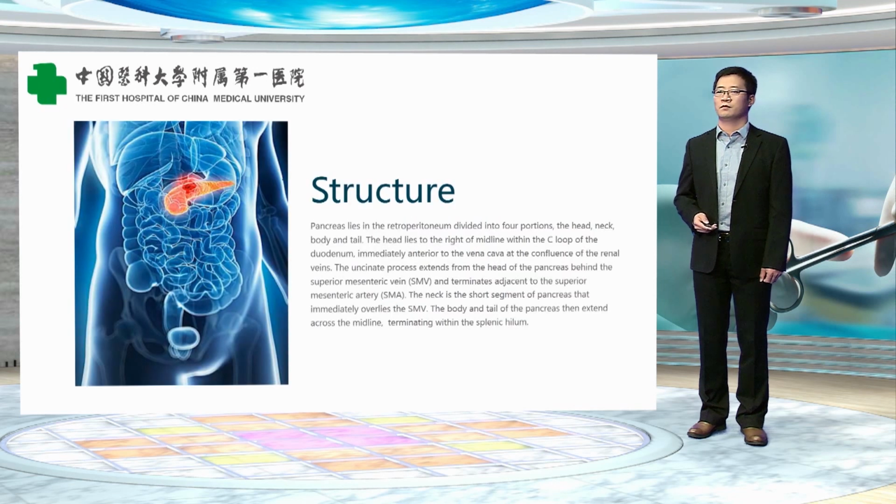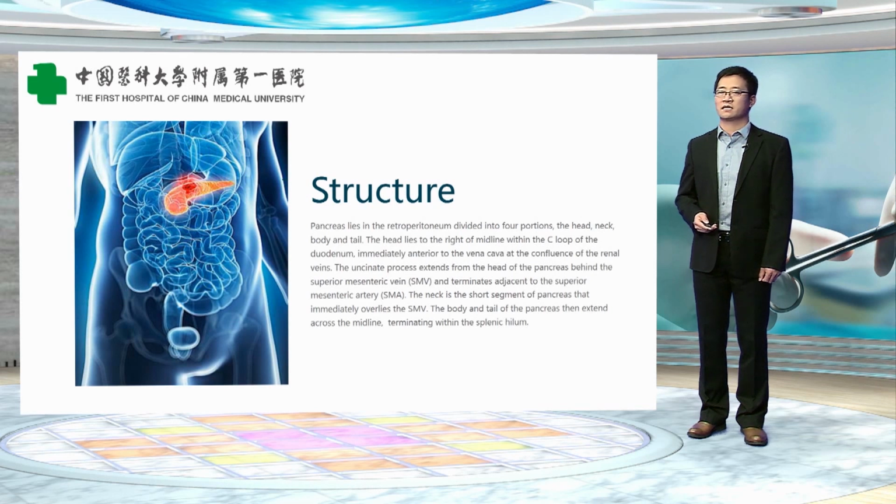First, structure. The pancreas lies in the retroperitoneum, divided into 4 portions: the head, neck, body, and the tail. The head lies to the right of midline, with the C-loop of the duodenum, and anterior to the vena cava at the confluence of the renal vein.